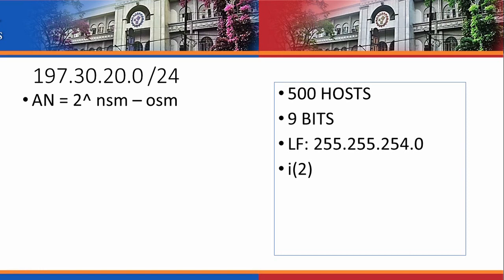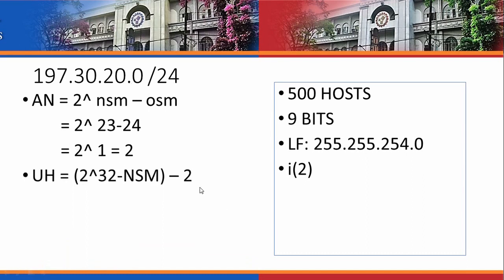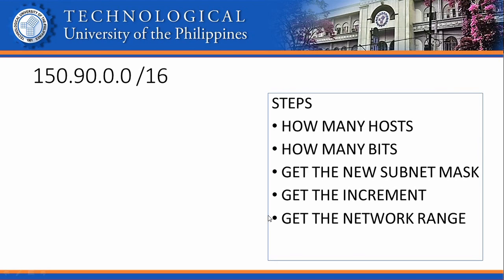Okay? So for our actual network, 2 raised to new subnet mask minus original subnet mask, which is 23 minus 24, is equals to 2 raised to 1, 2. So ang ating actual network is dalawa lang. For usable host, kasi yung formula, 2 raised to 32 minus new subnet mask minus 2. So 2 raised to 5 minus 2 is equals to 510. Okay? Next example na tayo agad.